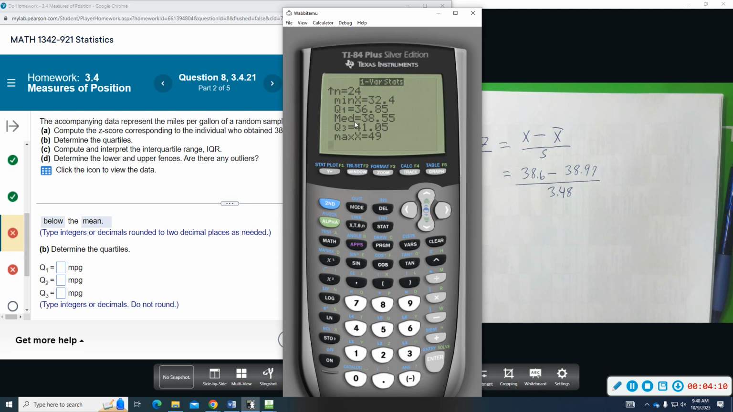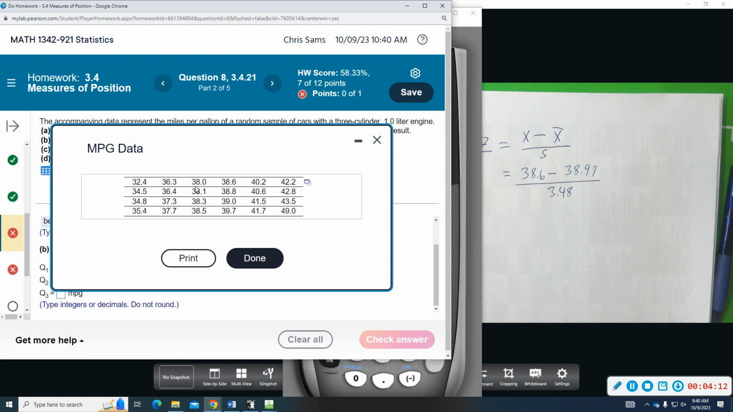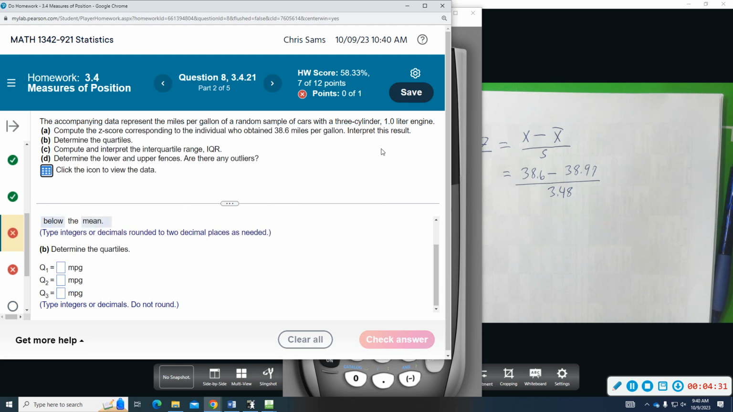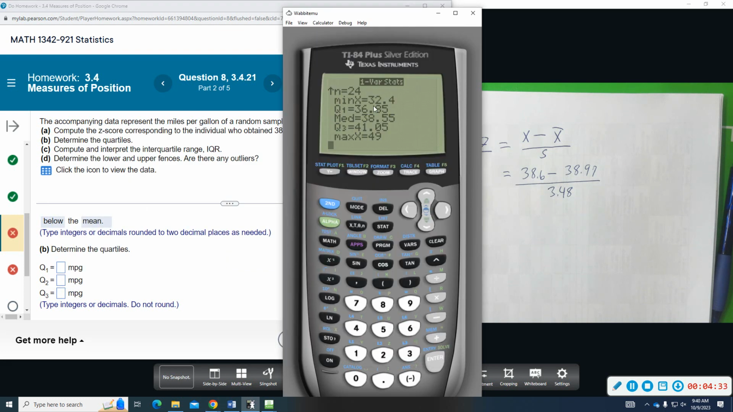So if you were going to find these by hand, you would have to take all of these data values, list them in order from smallest to largest, which I believe they are. And then you would find the middle number. And then once you found the middle, you would use that number to separate the data into 2 halves. And you would find the middle of the first half and then the middle of the second half. And that would give you your quartiles. But the technology has done it for us here.